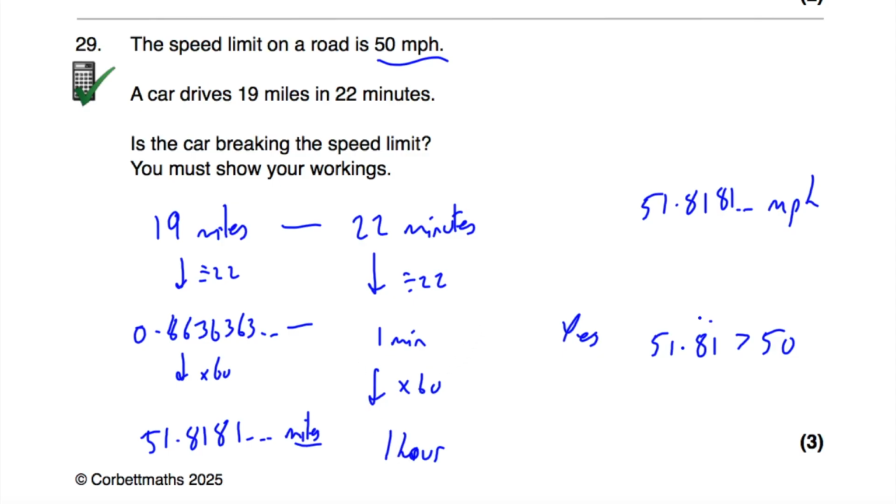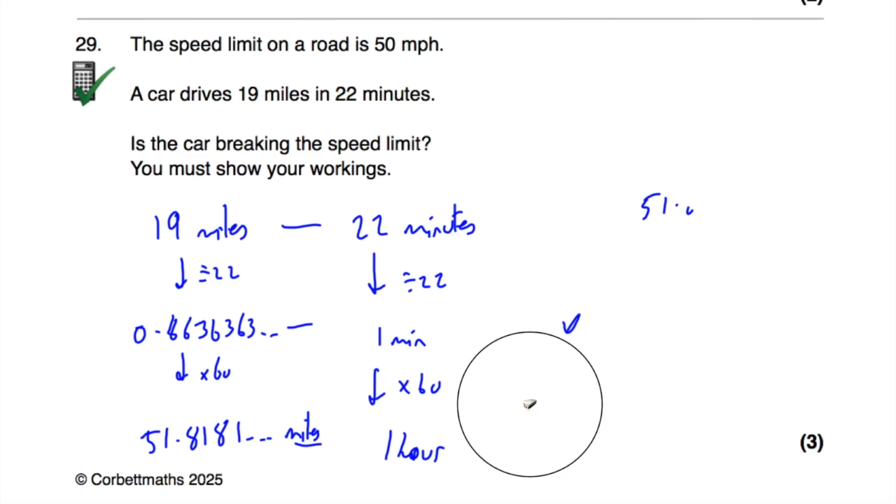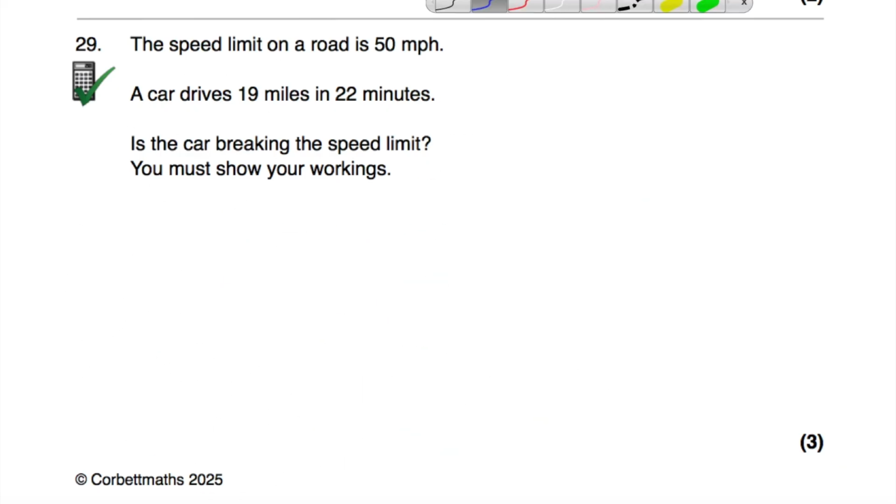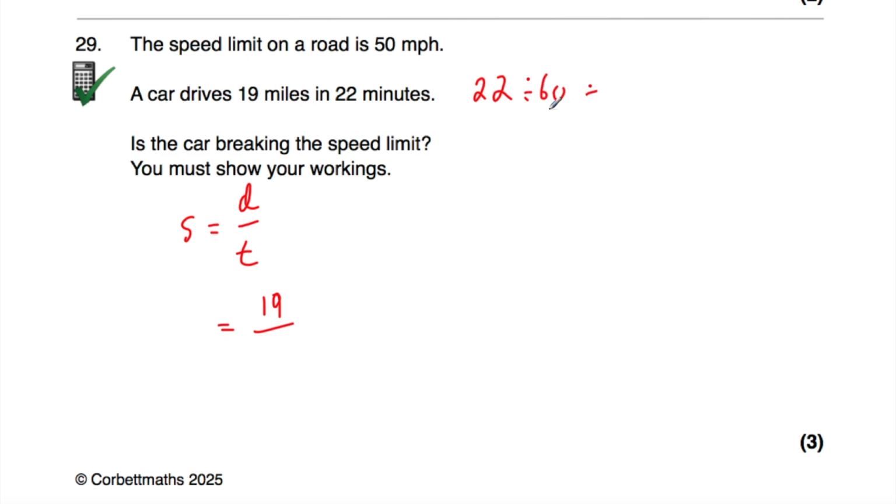And that's it. Okay, now there's another approach to that question. Another approach is to just consider that the speed is equal to distance divided by time. So the distance is 19 and the time, well, we want the time in hours, so we need to change the 22 minutes into hours. So 22 divided by 60 would be 0.36 recurring hours. So 0.3666666 and so on hours is equal to 22 minutes.